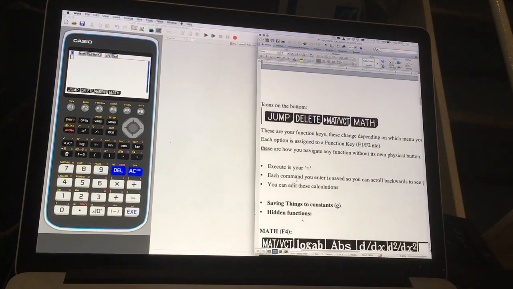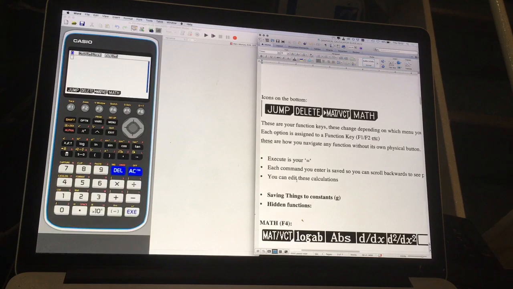All right. So icons on the bottom. You can see we've got Jump, Delete, Mat, VCT, and Math. These are your function keys. So the top row of keys will be new to you guys if you haven't had a graphical calculator before. So F1, F2, F3, F4, F5, F6. Those buttons do different things depending what menu you're in. So for this menu above, Jump would be F1, Delete would be F2, Mat would be F3, and Math would be F4. So every menu has different functions assigned to those function buttons.